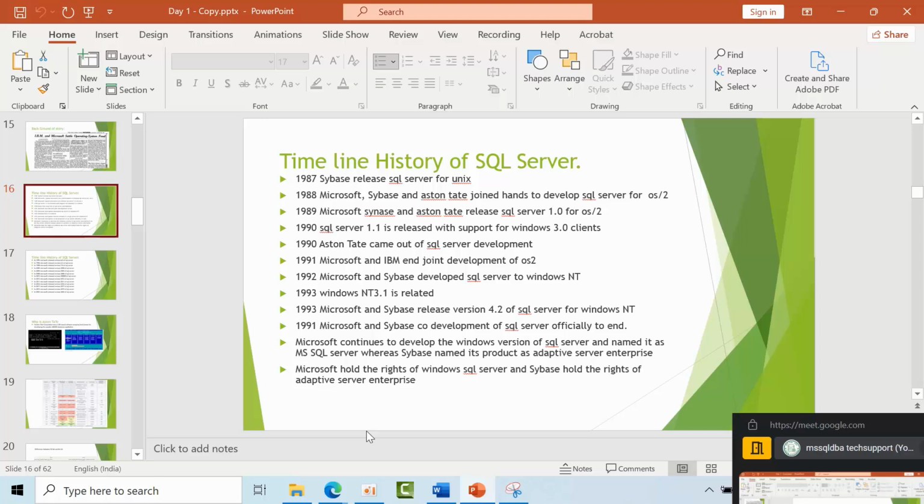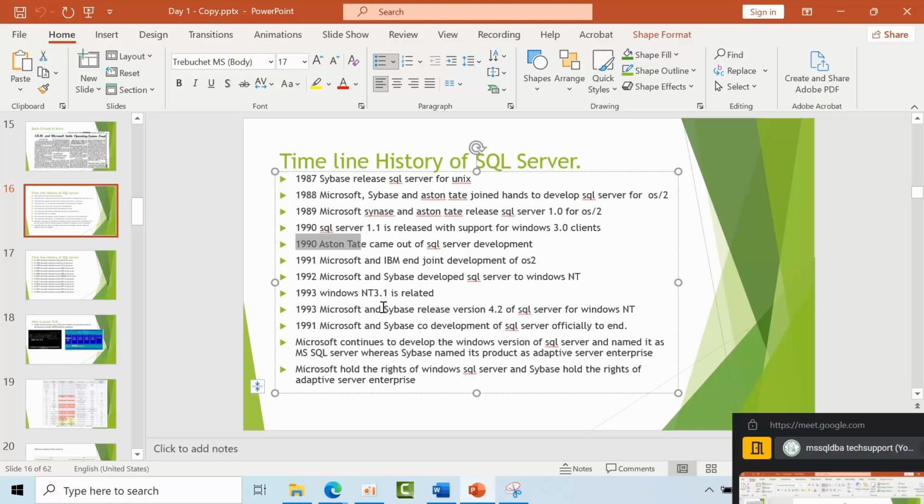Only two friends were getting profits and one friend was not. So that friend said, boss, this is not working for me, you both develop, I will get out of the development. Like that, in 1990 Ashton-Tate came out of development.